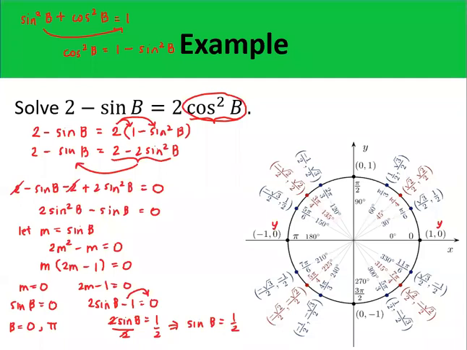Now observe that the value is positive and sine is positive in quadrant 1 and in quadrant number 2. And the angles having 1 half as y coordinate are pi over 6 and 5 pi over 6. So that means the angle b in quadrant 1 is pi over 6 and the angle b in quadrant 2 is 5 pi over 6. So the solutions to this particular equation are 0, pi, pi over 6 and 5 pi over 6.